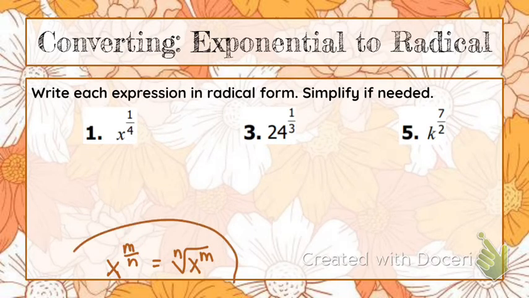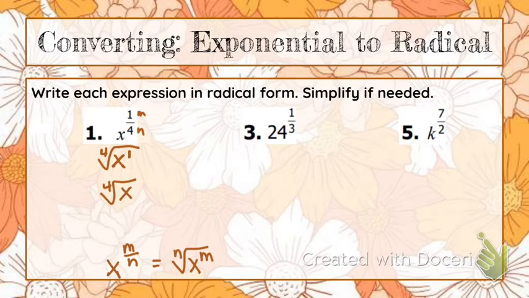Okay, so using this, let's rewrite our expressions. So in this case, m is 1 and n is 4. So this is going to be the fourth root of x to the first power, which we know is just equal to the fourth root of x. Okay, so not too difficult. It does say to simplify if needed, but in this case we didn't need to.